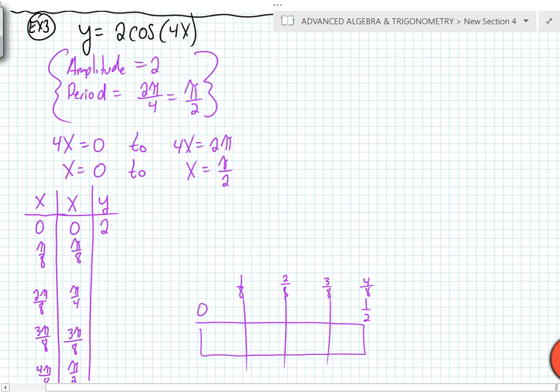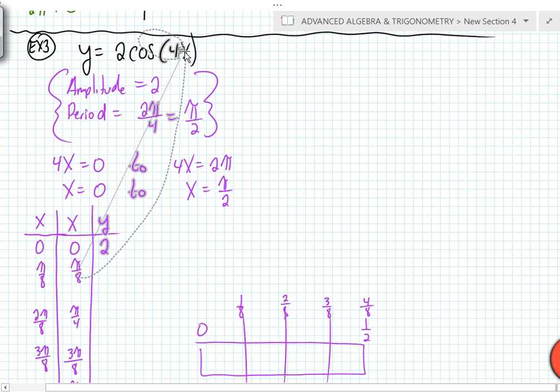Notice you've got to be pretty swift on your fractions. If I think of pi over 8, if I plug in pi over 8, 4 times pi over 8 is 4 pi over 8. That reduces to pi over 2. The cosine of pi over 2 is 0, and 0 times 2 is 0.